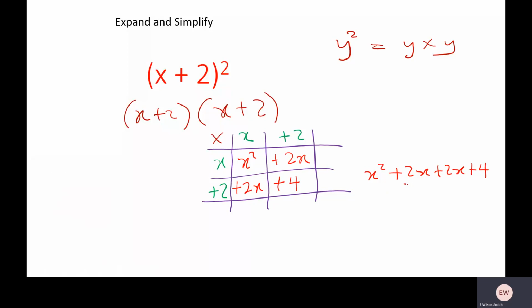And these two are the like terms because they are the variables with the same power. The same variables and the same power. So we have x squared. Now 2 plus 2 is 4. So 4x plus 4. So this brings us to the end of the video.